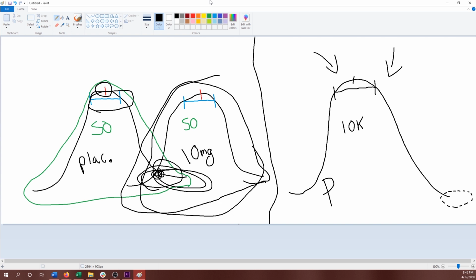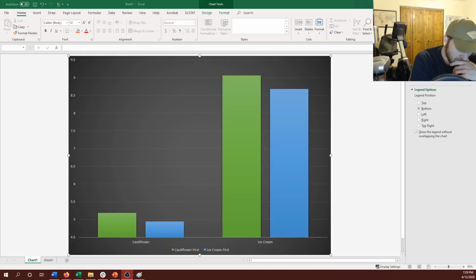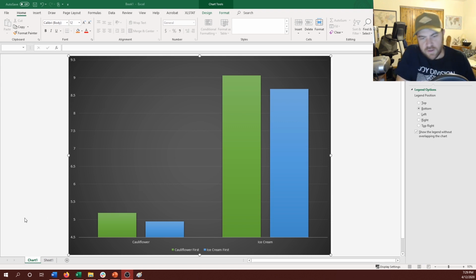All right. Now you guys did something interesting. I had you do something for extra credit, which was rating cauliflower and ice cream. You can see here that green is people who rated cauliflower first, and blue is people who rated ice cream first. You can see that there's a little bit of a difference.